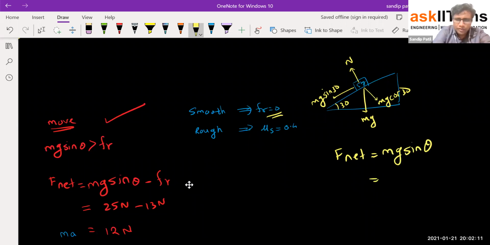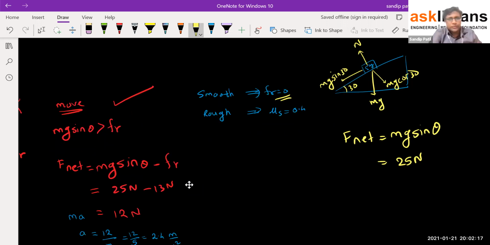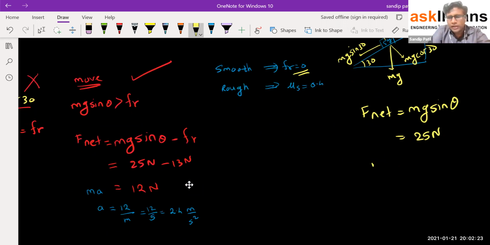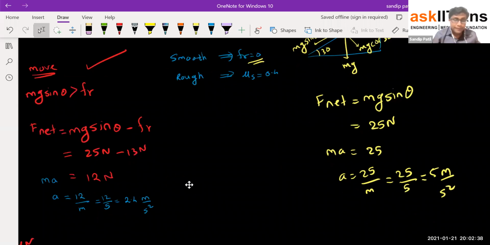We are using the same quantities. So mg sin 30 was 25 Newton. If the surface is smooth, the F net will be greater. It was 12 Newton earlier, and it is now 25 Newton. Now let's use our formula F equals MA. So acceleration will be 25 upon mass, or 25 upon 5, which is 5 meter per second square. You can see the acceleration becomes higher.